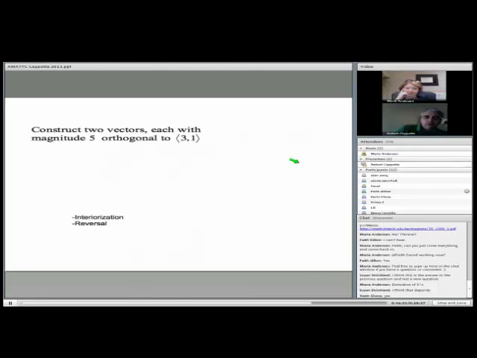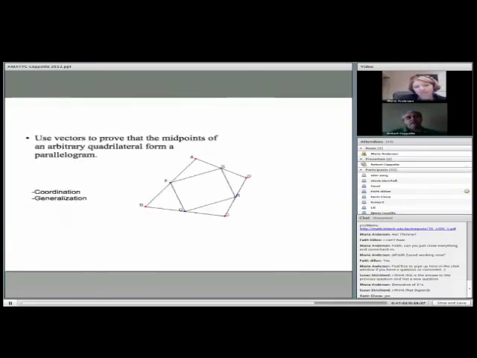A couple Calc 3 questions here that I don't typically see in textbooks. Construct two vectors, each with magnitude 5, orthogonal to 3, 1. We've seen many questions given two three-dimensional vectors, construct a vector orthogonal to both of them. We've seen those questions many times because we have a tool. We use a cross product. This doesn't have a tool ready-made to use, but it helps the students get at what the key ideas here are with the vectors.